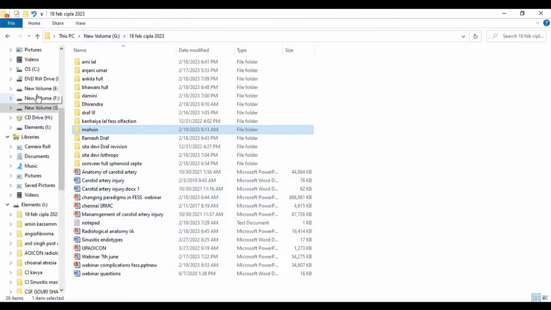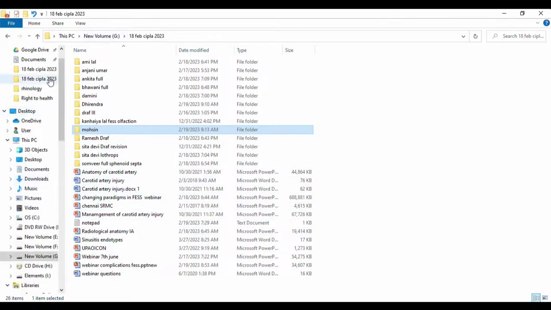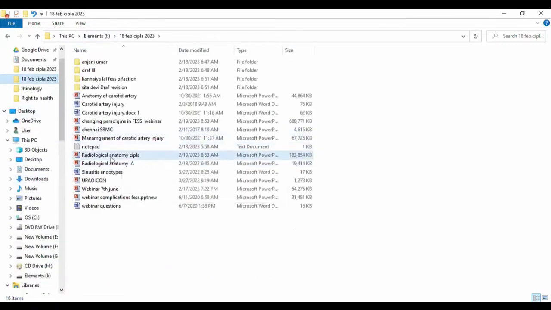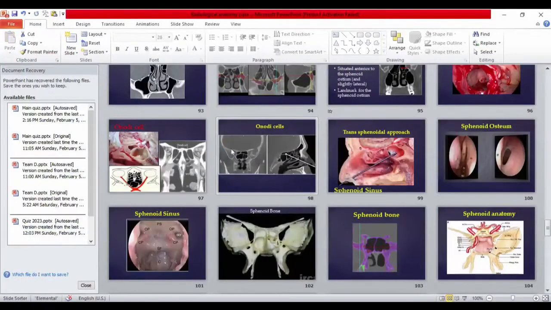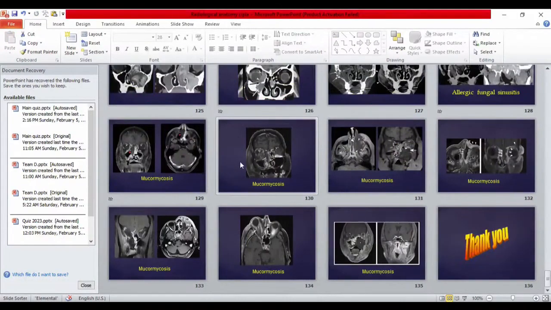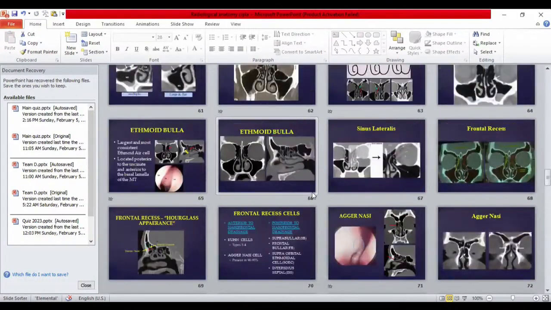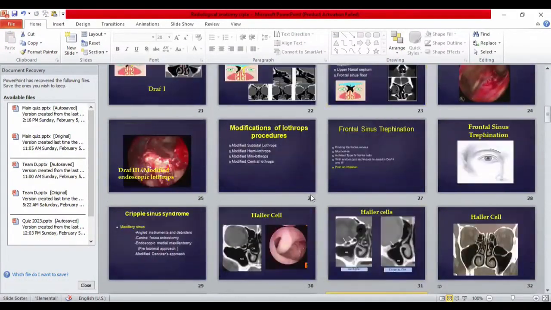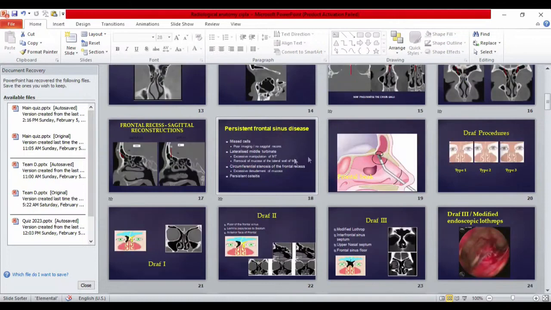Hello, sir. Yes, please. Regarding irrigation, what is the concentration of steroid? Yeah, irrigation. We will discuss that in the post-operative part. I have made a separate presentation for the post-operative part, to tell you the details of all those.